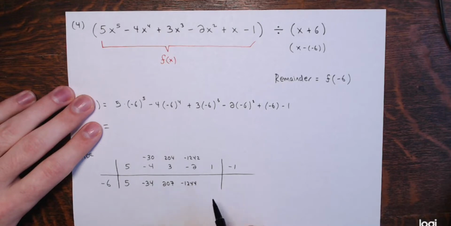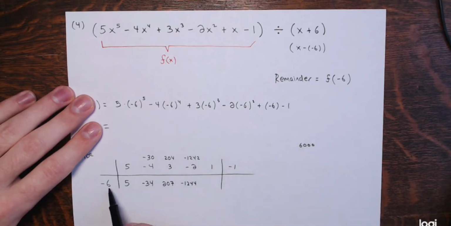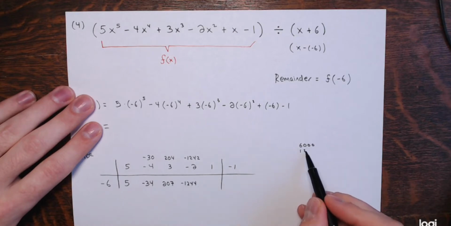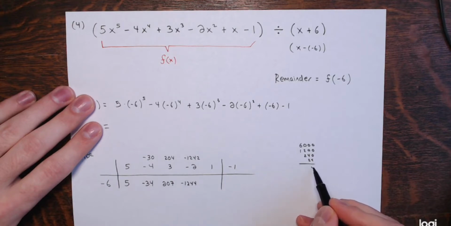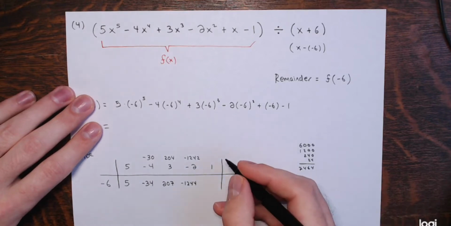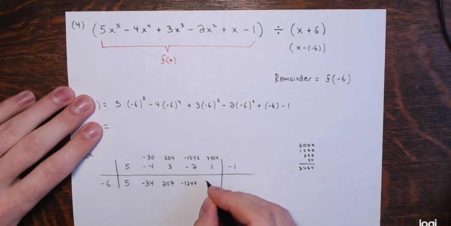And yeah, alright, so let's see, 6,000. And then 6 times 200 would be 1200. 6 times 40 would be 240. And then 6 times 4, 24. Add those up, 7,464, and positive, right? 7,464 plus 1, 7,465.